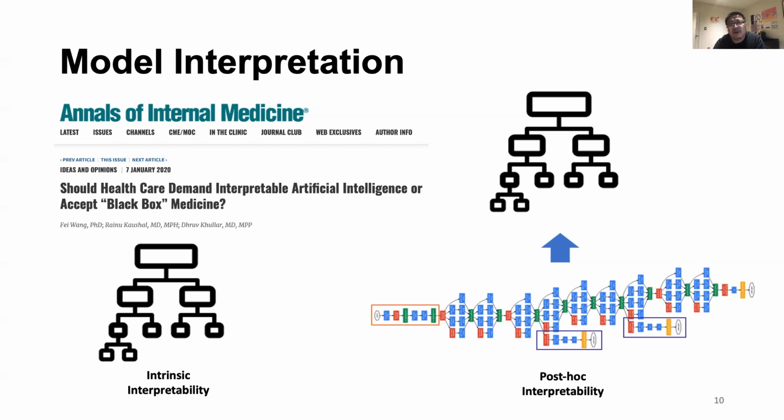And for post hoc interpretability, some studies have found that with the same model, you can derive different interpretations. So how can we handle such interpretation instability, and so on and so forth? There is still a long way to go to really make model interpretation reliable, generalizable, and usable.